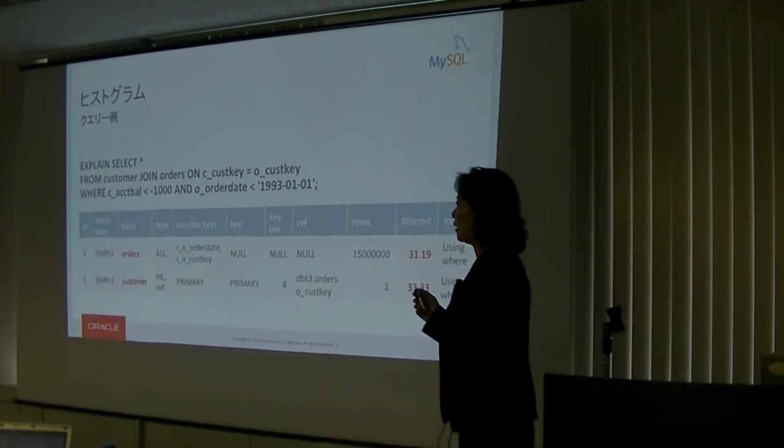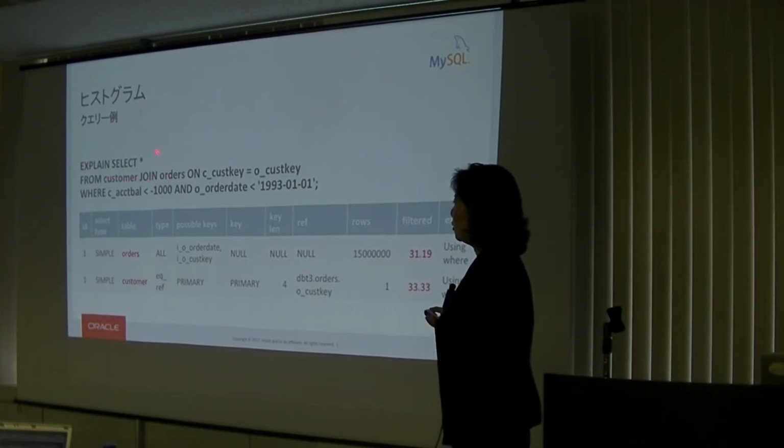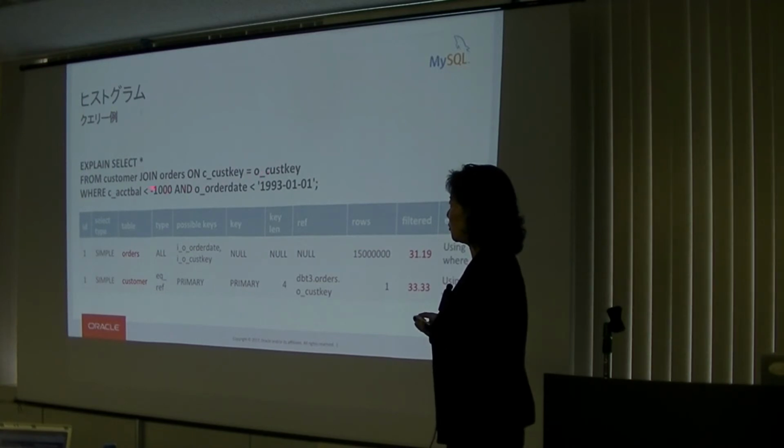Let me show you an example of why it's important. I will have this query. We join the customer with orders. We want to find the customers and orders where the customer has an account balance less than minus 1,000, and the order date is before 1993.